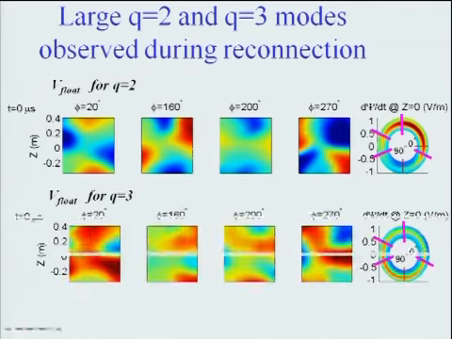Okay. And if I dial in Q equals 3, you get a Q equals 3 structure in this potential when you have a reconnection event.